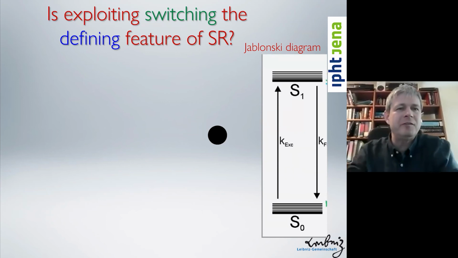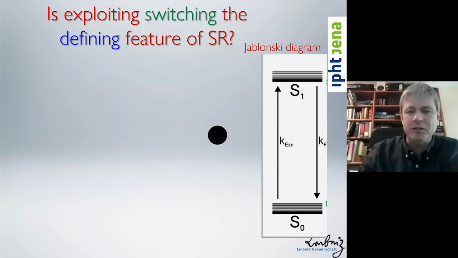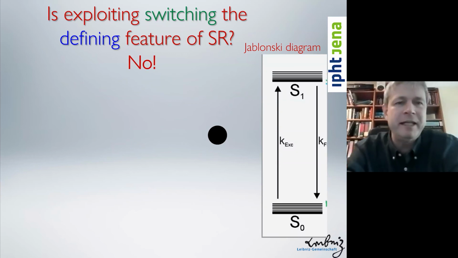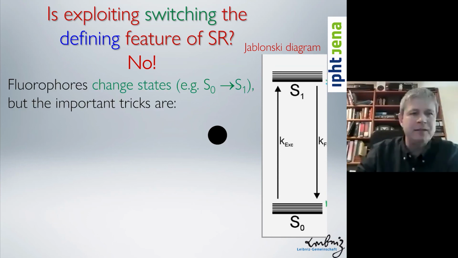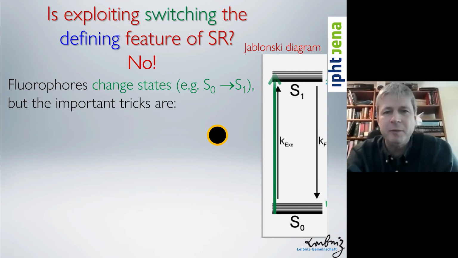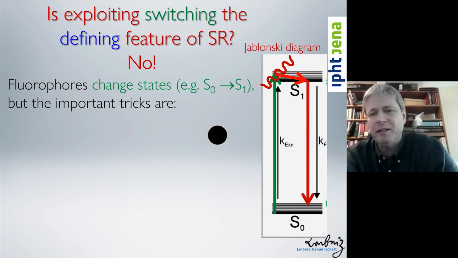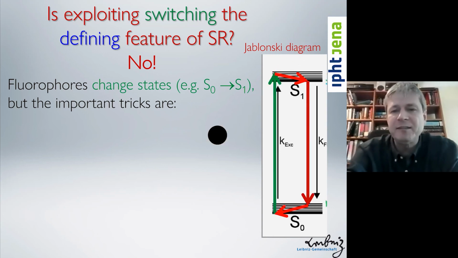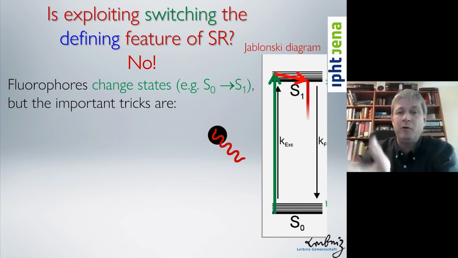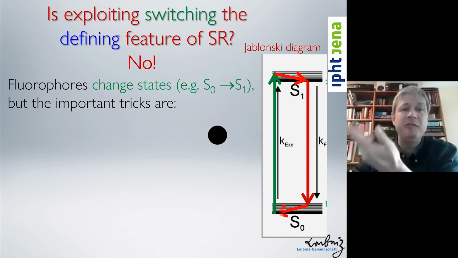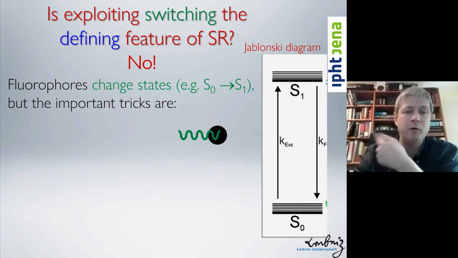One point I want to make: it's often said that switching is the defining feature in super resolution. And I think really it isn't. Of course, there's no doubt that fluorophores change states, for example, from the S0 to the S1 state, as you might know. The fluorophore gets excited and then after some vibrational relaxation emits fluorescence. But is that the defining feature of super resolution? Of course not.